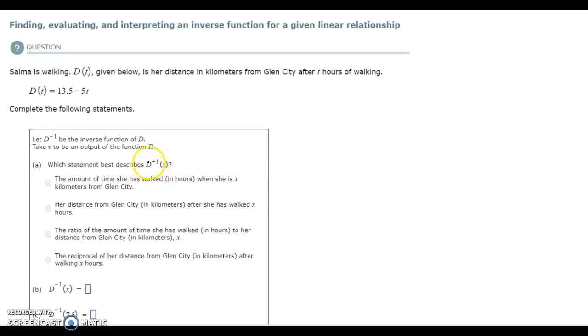Hi, you guys. We're going to finish skill 2 on inverse functions. So you still want to be writing this down. This is what you should title this section of your notes. Take a second to pause and write the problem.